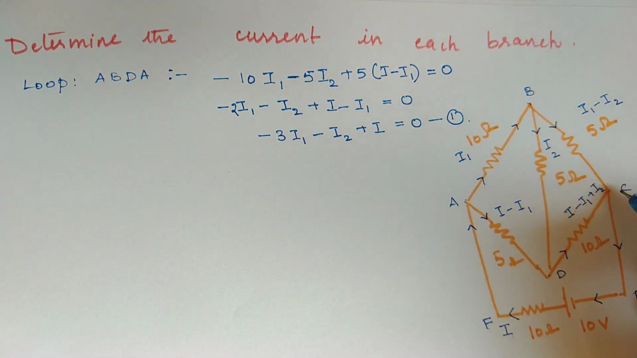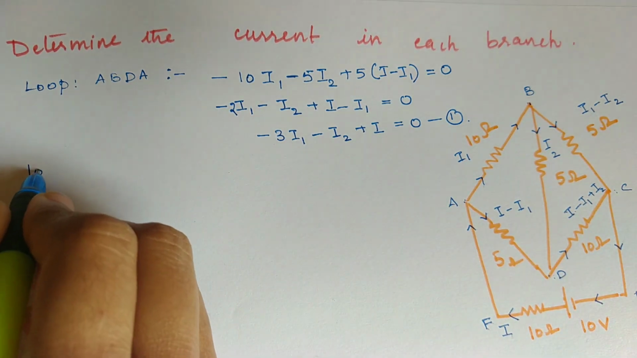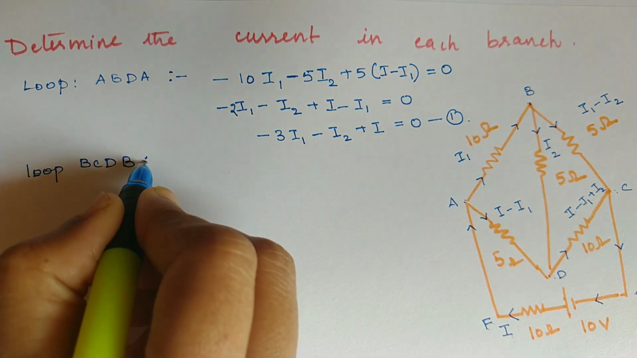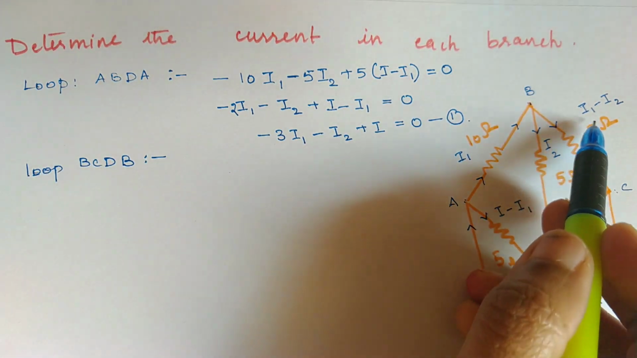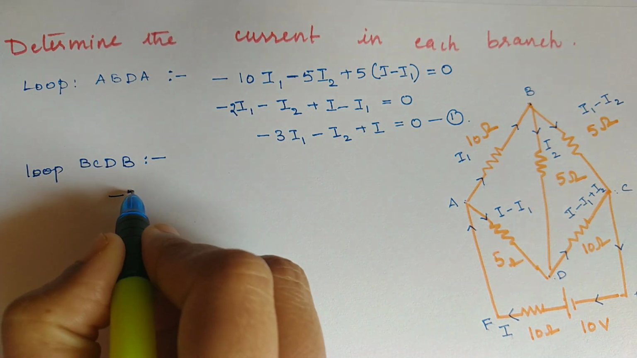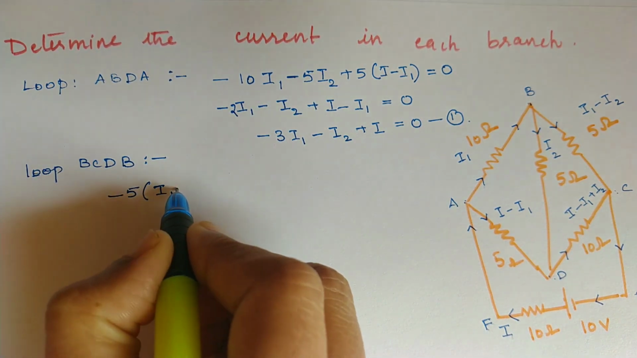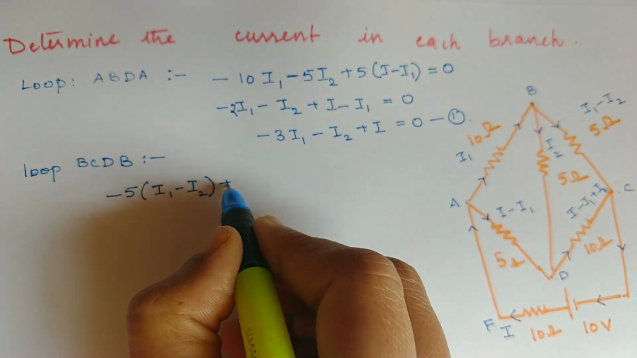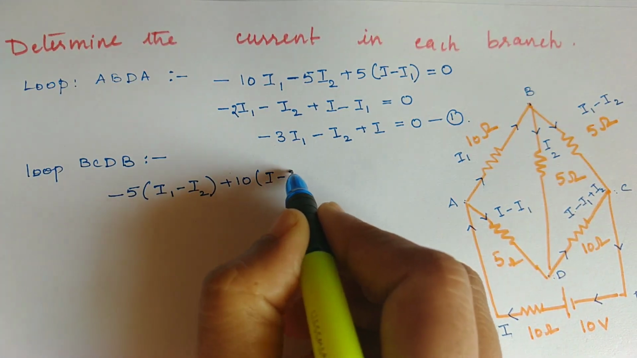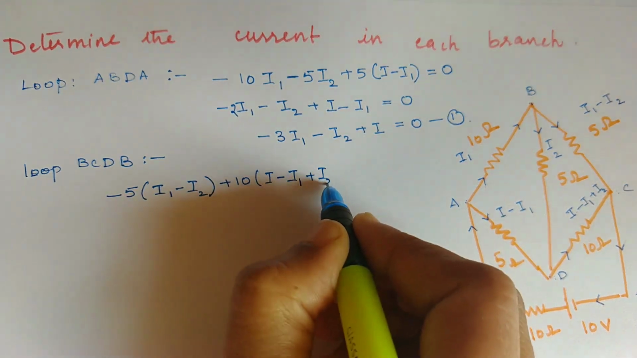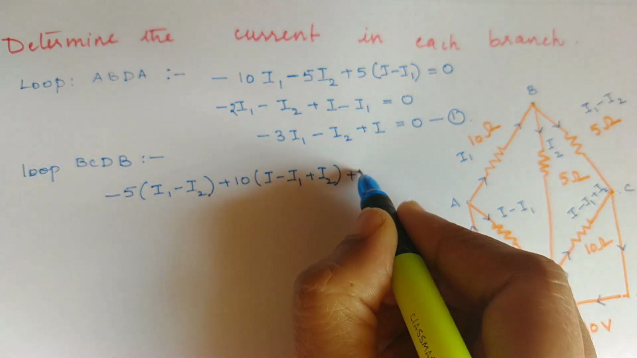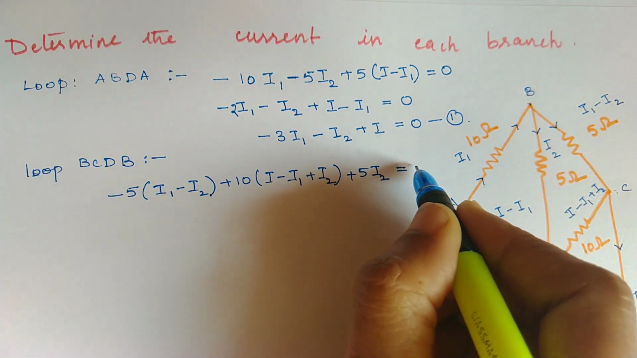Now I will apply Kirchhoff's law to this triangle, that is B, C, D and B. So for the loop B, C, D, B, start from B to C, 5 into, in the direction, so minus sign, minus 5 into I1 minus I2. We are going opposite to current, so positive, 10 into I minus I1 plus I2. Then D to B opposite to current, value is positive, plus 5 I2 is 0.